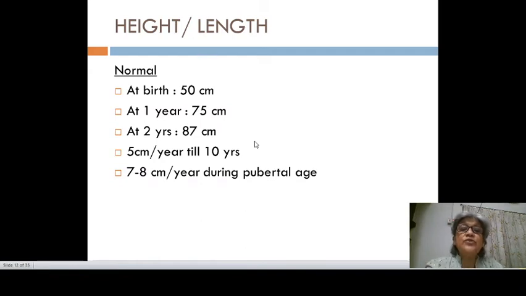Again, an idea about normal height or length. A baby at birth generally has a length of 50 centimeters. In the first year, it increases to 75 centimeters. So that is an increase of 25 centimeters. In the second year, there is an increase of 12 centimeters, coming to 87 at 2 years. Then the increase is 5 centimeters per year, roughly till 10 years of age, and 7 to 8 centimeters per year during the pubertal age. And one easy landmark to remember is that at 4 years, the expected height is 100 centimeters.